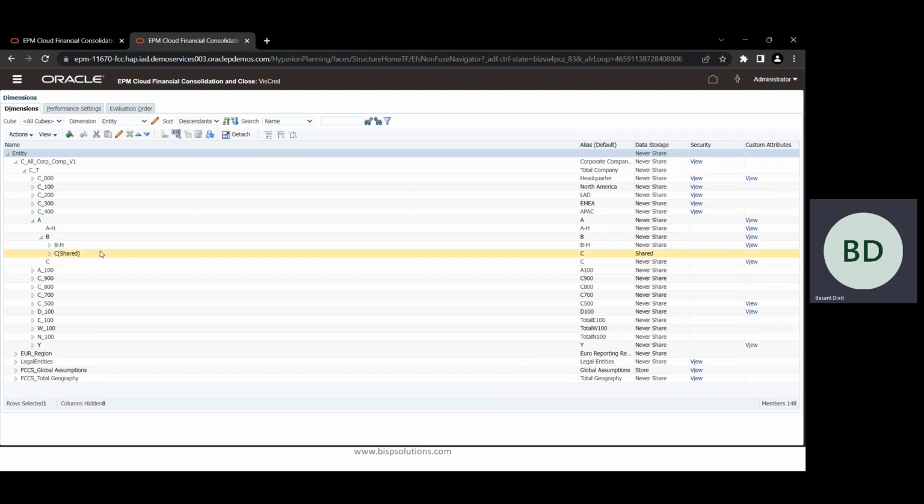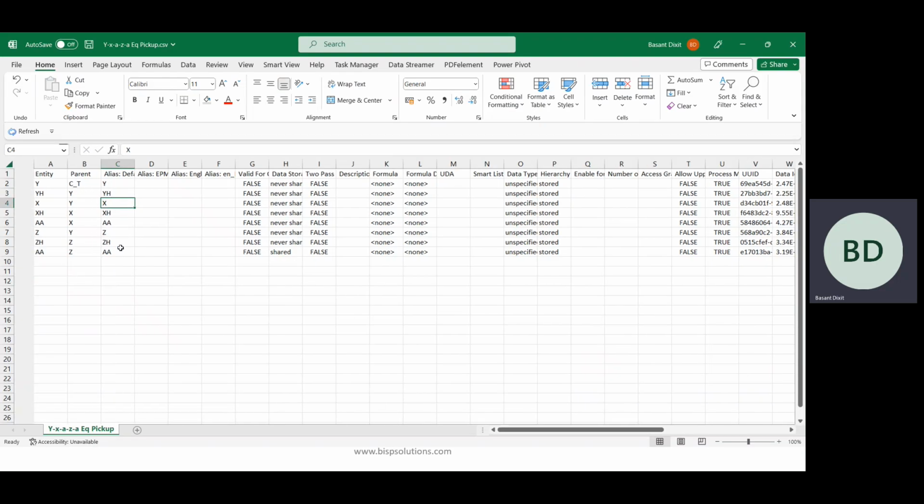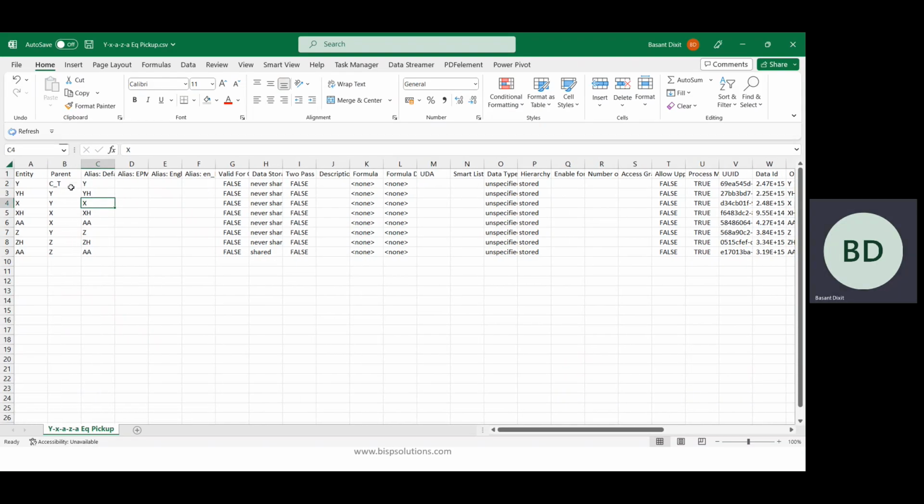Okay. And one more thing, you can also import the metadata of the entities or any dimension with a CSV file. I will show you the CSV file. So with this format of CSV file, you can add any entities with any parent, and we can also make shared members. We have to give the data storage properties also. Then we can make a shared entity also.